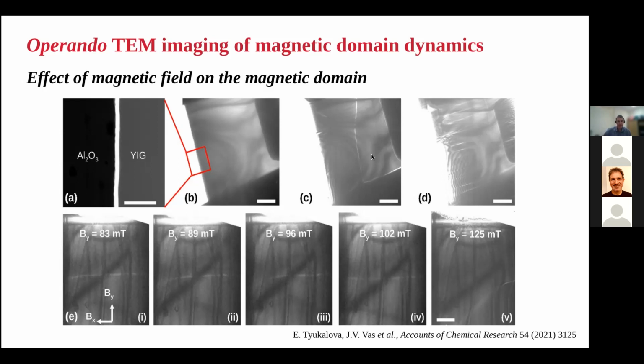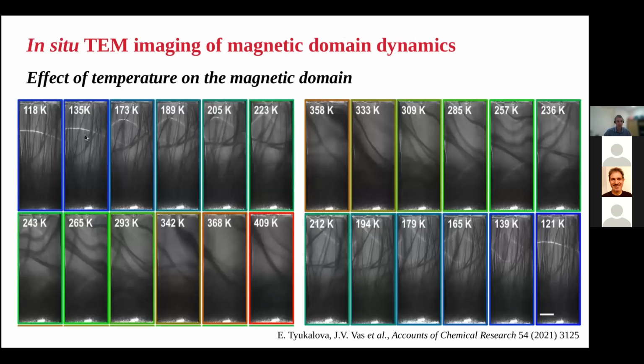And then we apply a magnetic field to the specimen inside the TEM, and you can see that this white line doesn't move up to 100 millitesla, and then starts to propagate and go down, or propagate at the bottom of the sample, when we apply a large magnetic field. All right, nothing fancy.